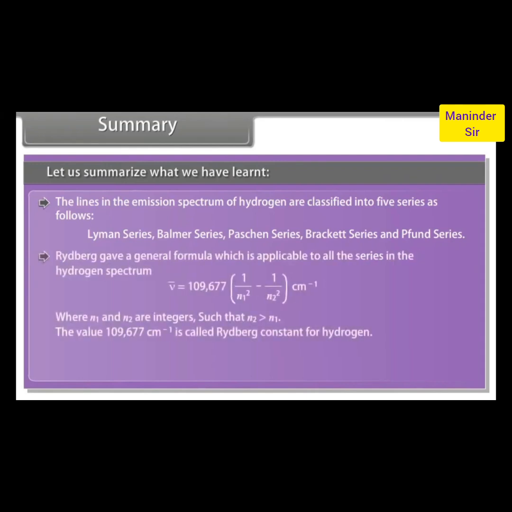Rydberg gave a general formula which is applicable to all the series in the hydrogen spectrum. The value 109677 per centimeter is called the Rydberg constant for hydrogen. Bohr gave an expression for the radius of an orbit in a hydrogen atom. Rn equals n square into 0.529 angstrom.